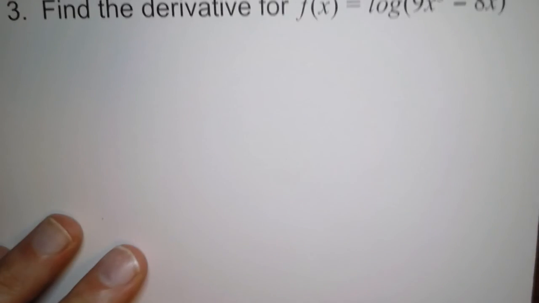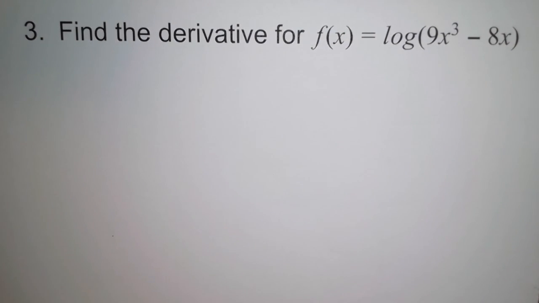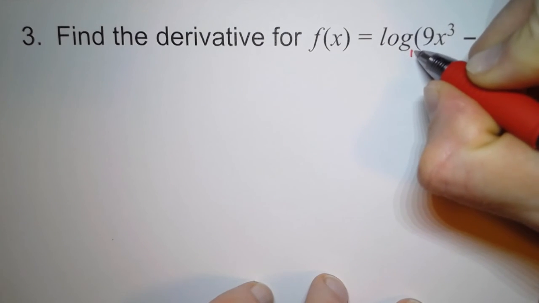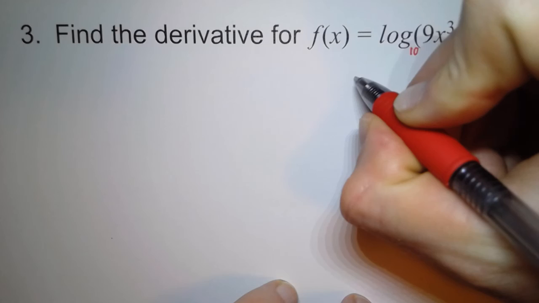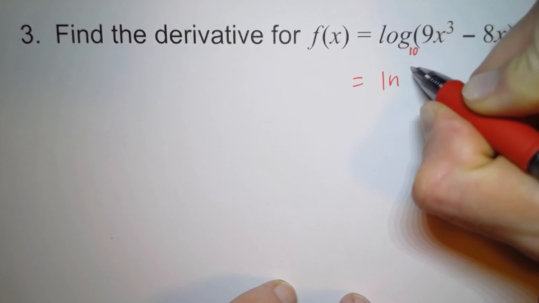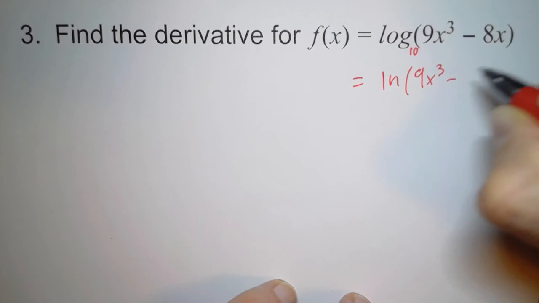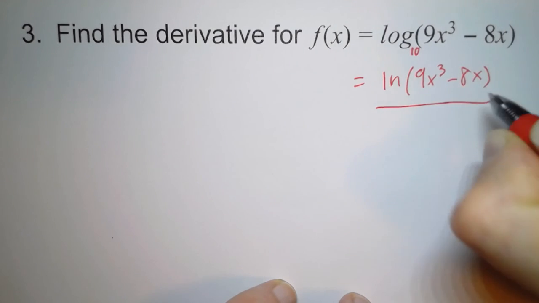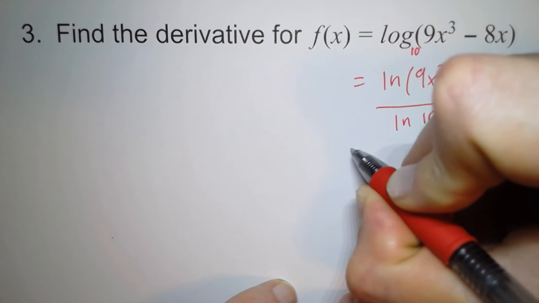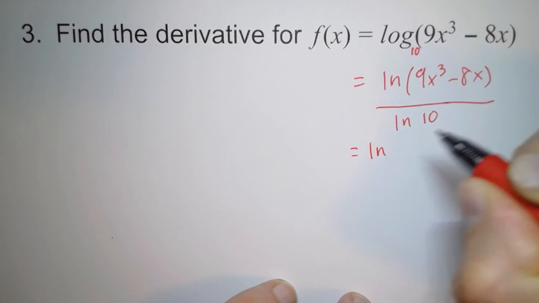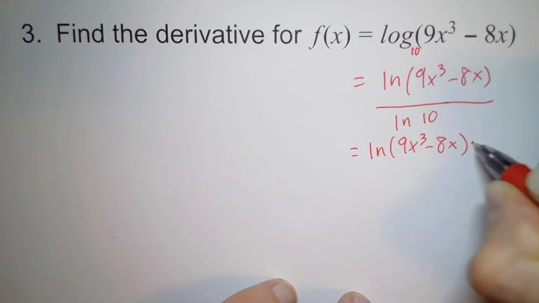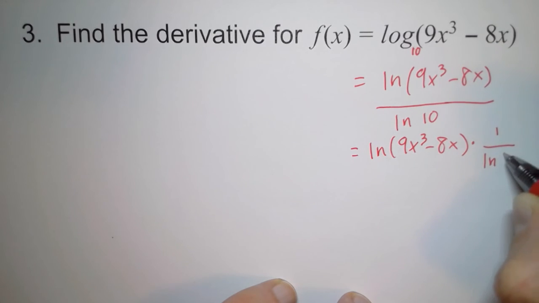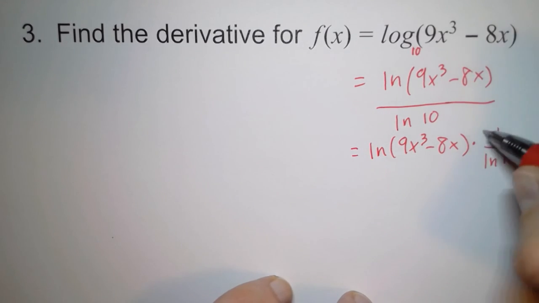So now, looking ahead to number 3, here we have a log, but there's no number. Now the convention is that when there's no number, it's understood that that number is 10. So now we can rewrite this as ln of 9x cubed minus 8x all over ln of 10. So then we'll separate out the ln of 10 off to the side so that we remember that it's just a constant and we don't have to worry about it when we take the derivative. Put that in parentheses.